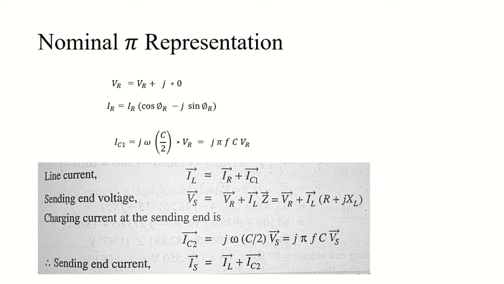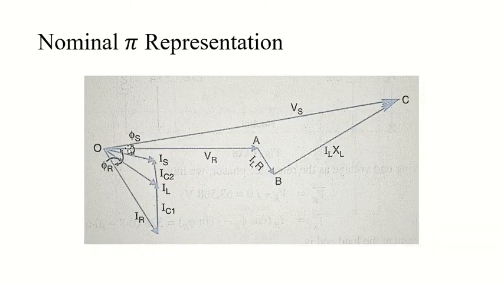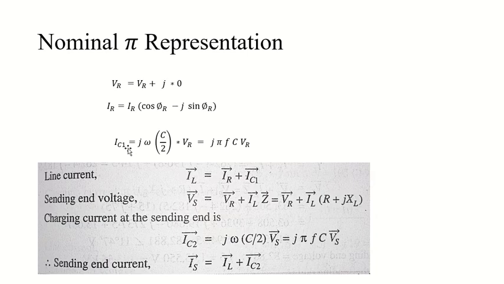In the same way, apply KCL at this node. So here IS is coming in, IL is going out, IC is going out. So what will we get? We will get IS is equal to IC2 plus IL. Right, IS is equal to IC2 plus IL.